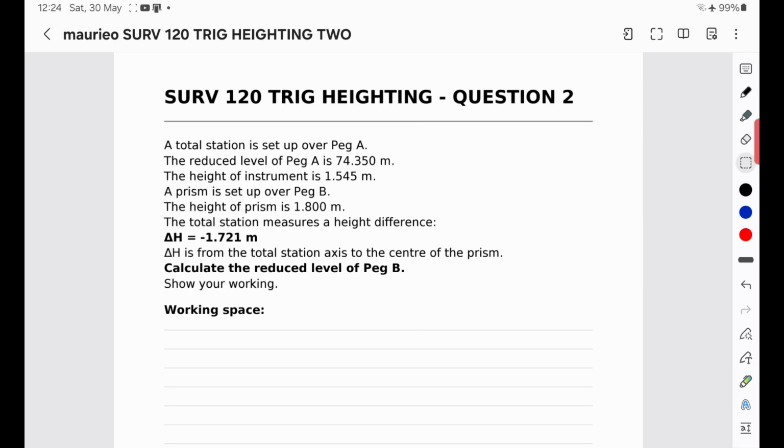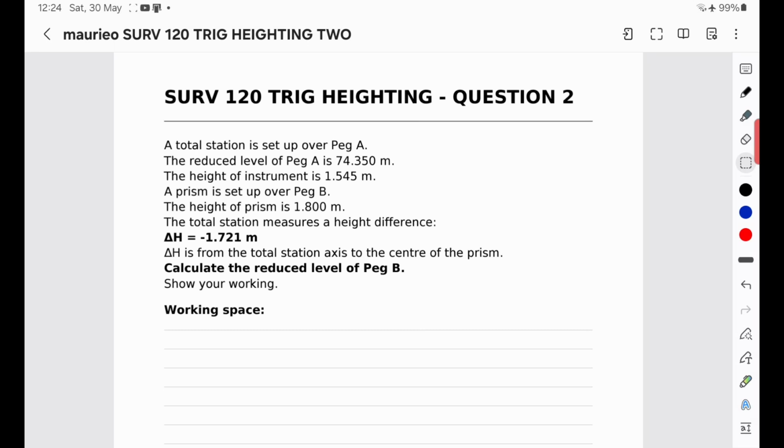The question is very similar to question 1. We are not calculating delta H. Delta H has already been given to us, possibly read directly from the total station. So this question is really about the correct formula and putting the values into the correct places.